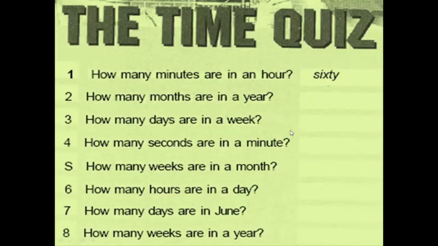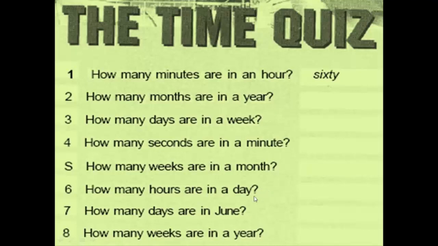Okay? So how many days are in a week? We have 7 days in a week. How many seconds are in a minute? 60. And fun fact, so seconds in a minute is 60. Minutes in an hour is 60. Okay? How many weeks are in a month? We have 4 weeks in a month. How many hours are in a day?